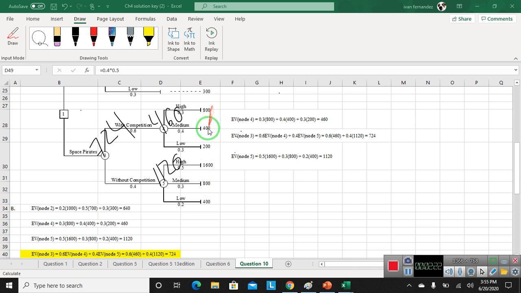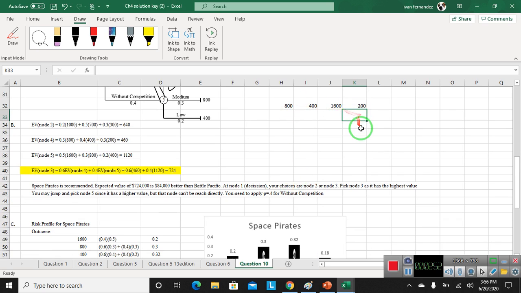Okay, so you need to figure out, first of all, how many possible payouts do I have? So judging by what I see here, 800 is a possible payout, 400 is a possible payout, 1600 is another possible payout, and 200 is another possible payout. There are 6, but there are only 4 possible payouts. So you're going to draw a chart for each of them.